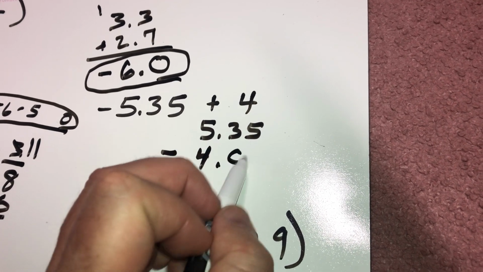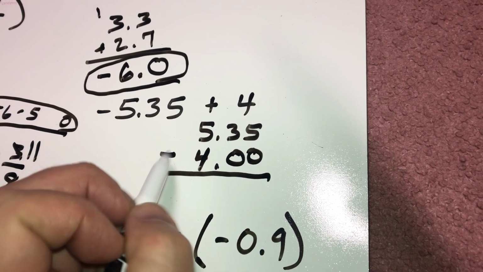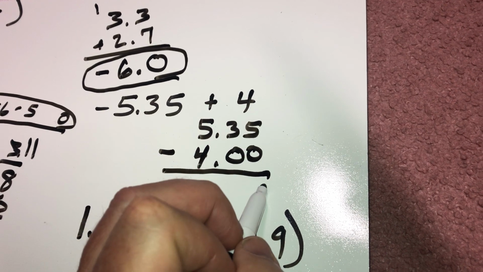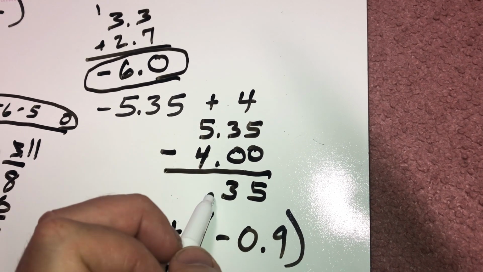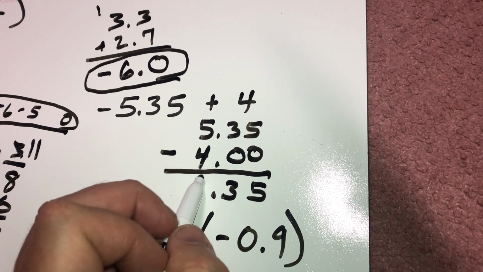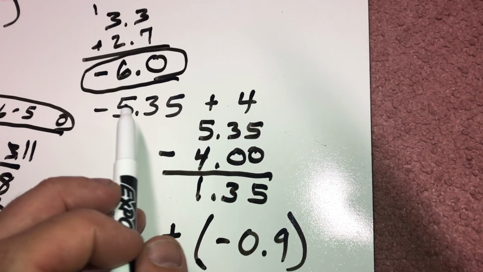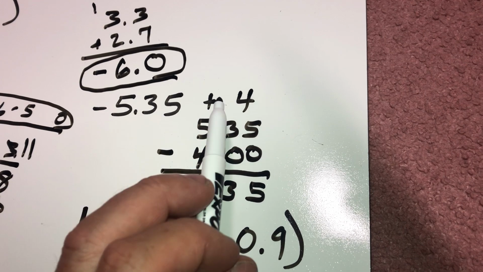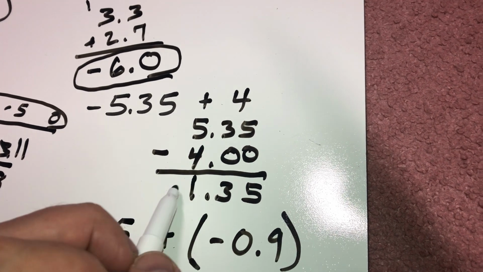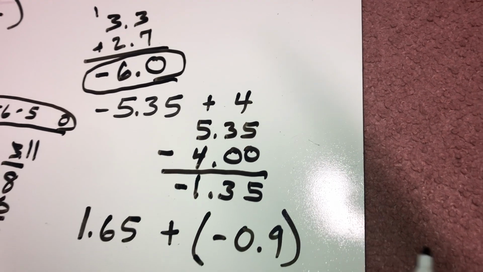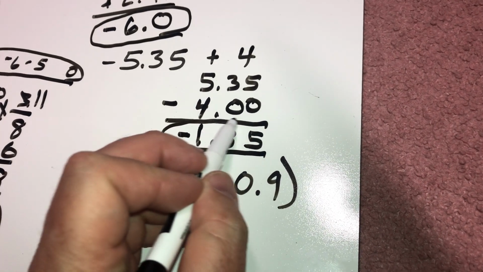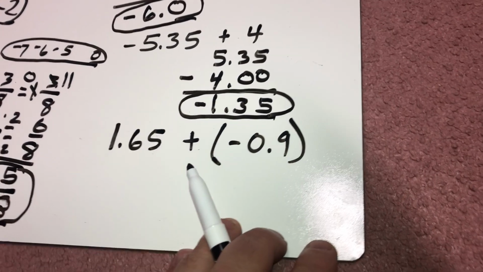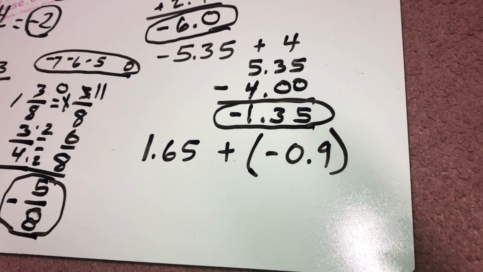If I want to, I can add 0.00. 5 minus 0 is 5. 3 minus 0, drop the 3. Drop the decimal. 5 minus 4 is 1. But remember, since this is a bigger number, I'm not going all the way to 0. So that tells me that this has to be a negative 1 and 35 hundredths. All right, last one in this first section.